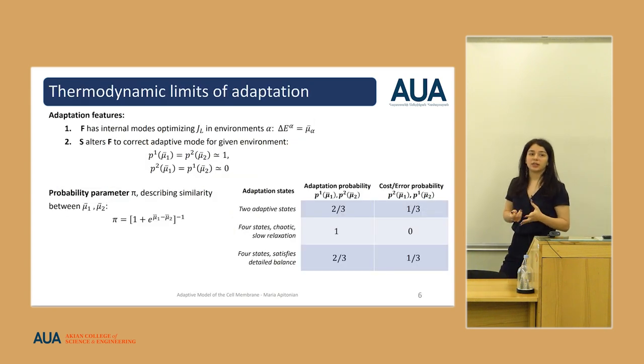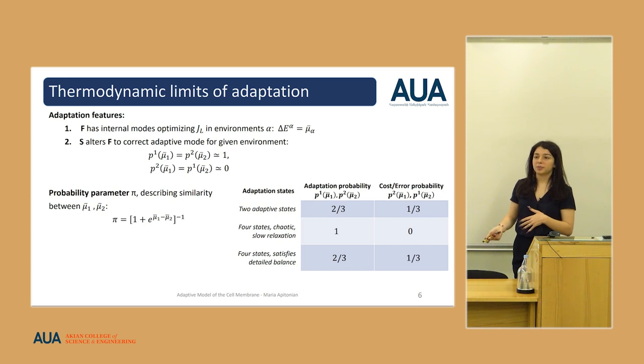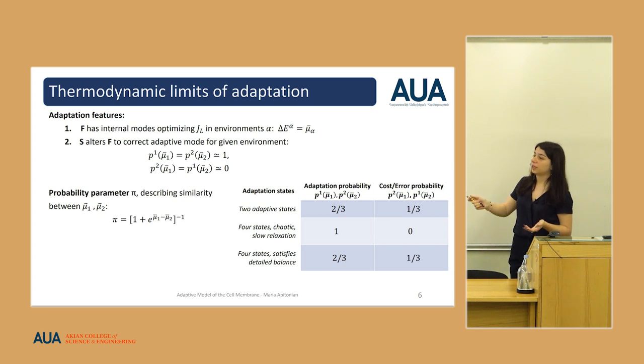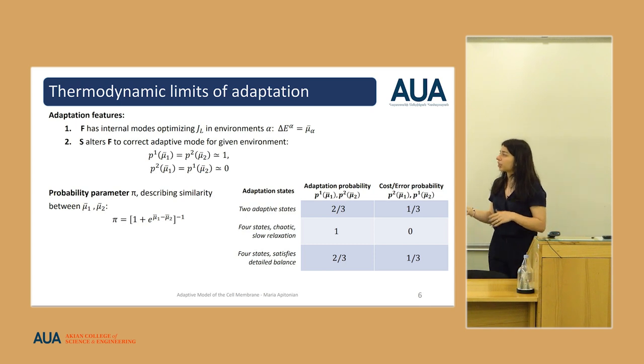The second thing that was analyzed is the thermodynamic limits and the overall costs of the adaptive cellular membrane. There are two features of adaptation. The first feature has already been discussed. It's that F must have internal states corresponding to commonly occurring external environments. So each of these internal states are optimal to a specific environment. And this has already been ensured mathematically.